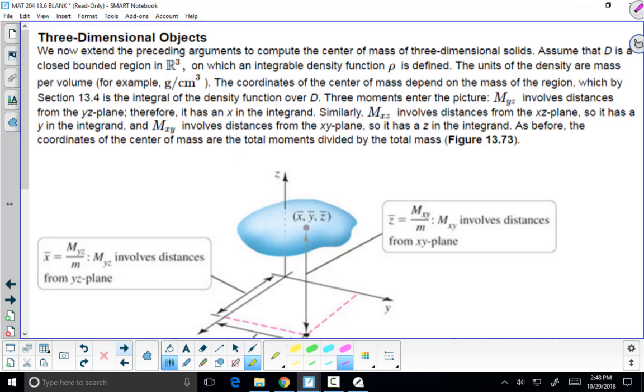All right, so 3 dimensions? Or should we do one more 2-dimension one? Nah, you're ready for 3 dimensions. Do it. Just do it.